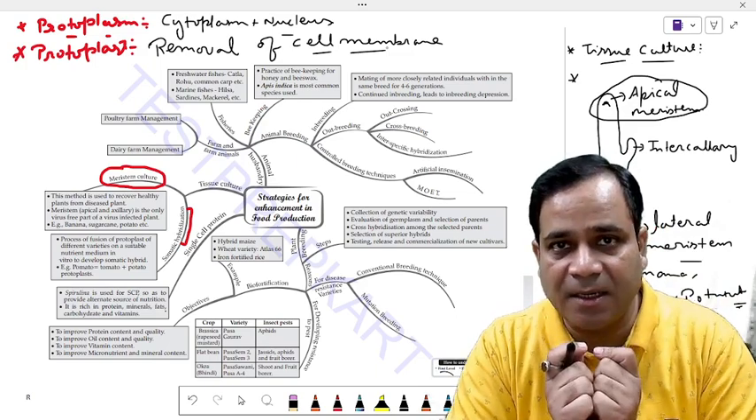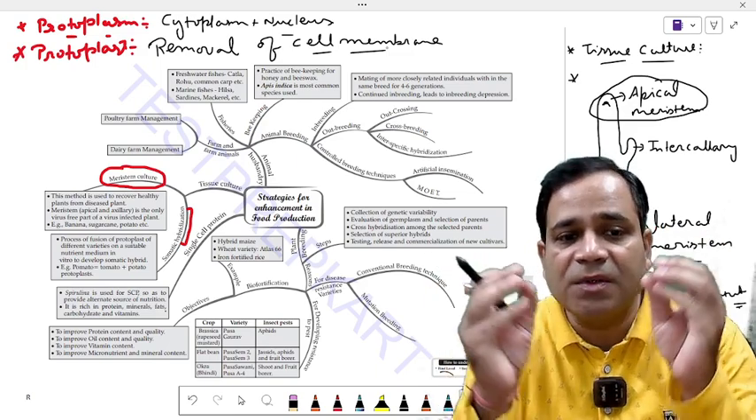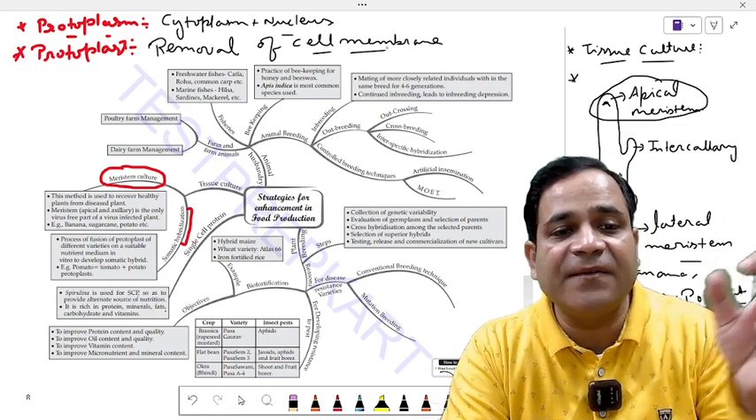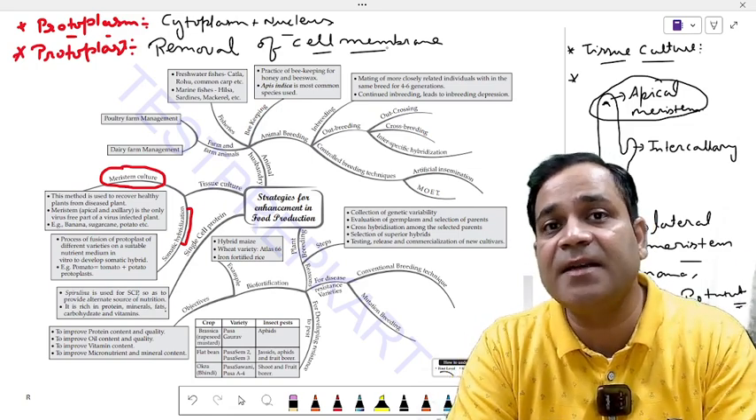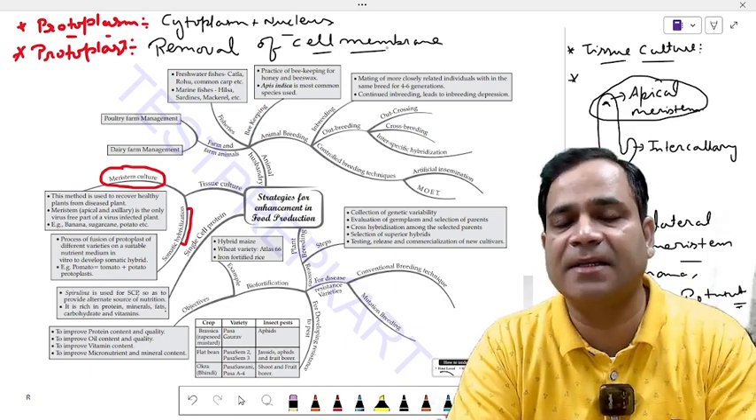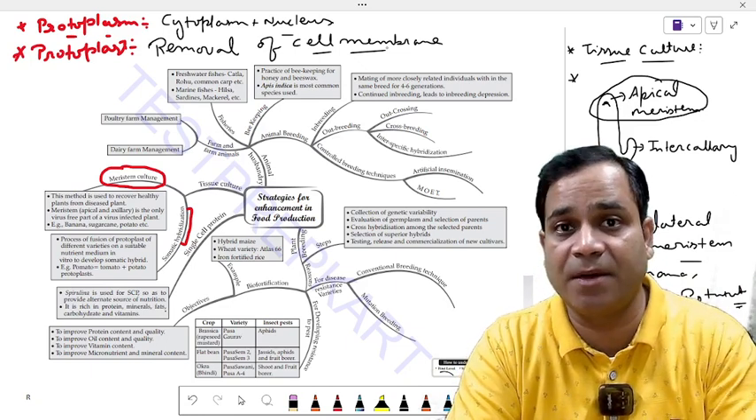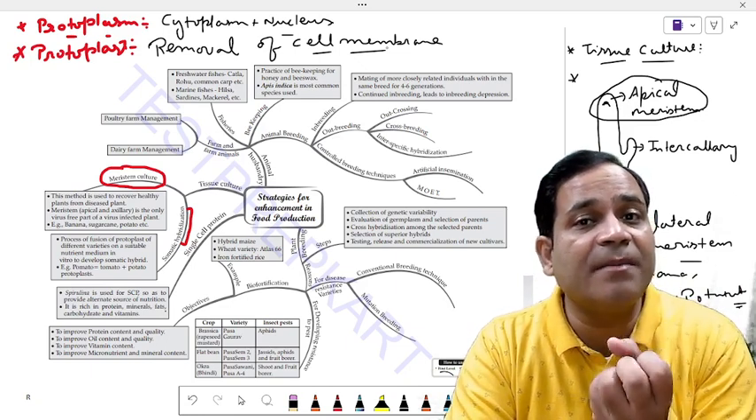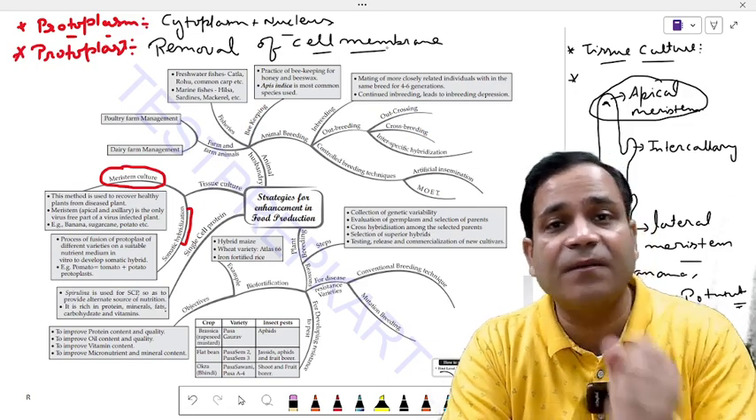Again, the process of fusion of protoplast. I'm going to repeat what I'm saying. The process of fusion of protoplasts of different varieties on a suitable nutrient medium, my dear. The medium required is a suitable nutrient medium. So what suitable nutrient medium is required for the fusion of protoplast, my dear?